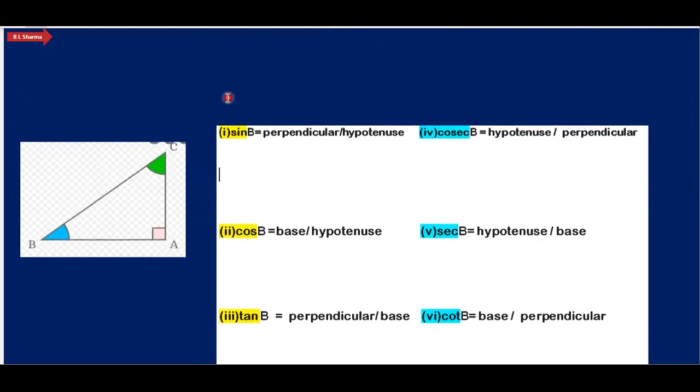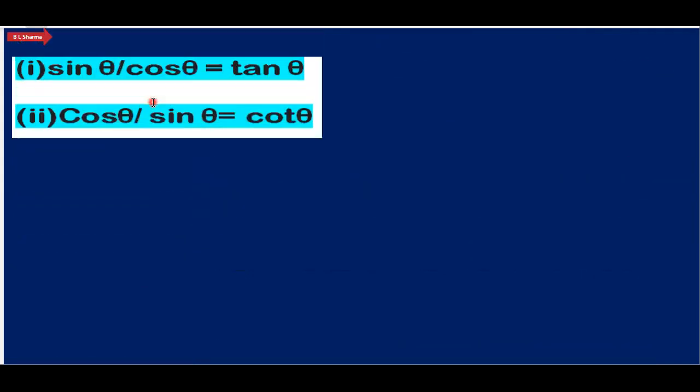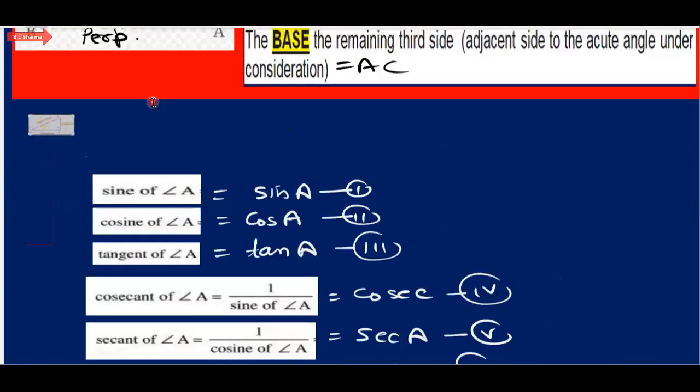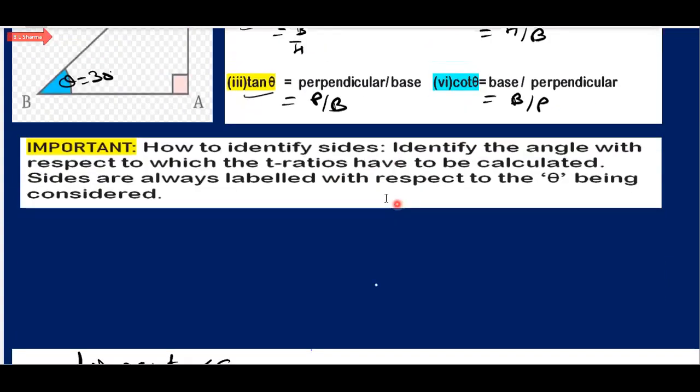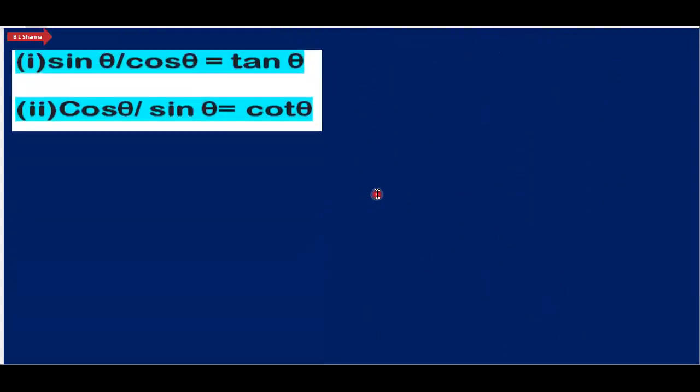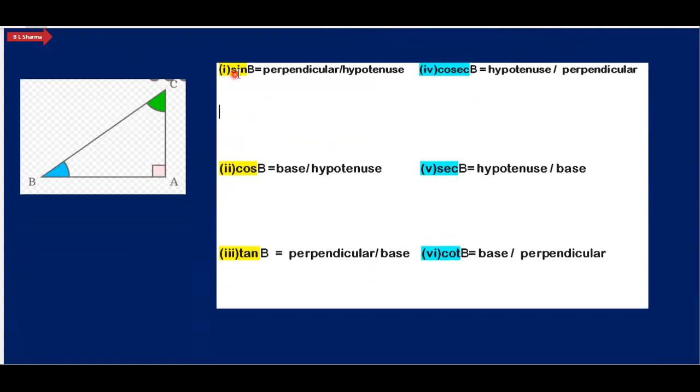What we have to identify here, for acute angle B, are the perpendicular, base, and hypotenuse. Sin theta is perpendicular upon hypotenuse, cos theta is base upon hypotenuse, tan theta is the ratio of perpendicular upon base, cosec theta is the ratio of hypotenuse and perpendicular, sec theta is the ratio of hypotenuse and base, and cot theta is the ratio of base and perpendicular. We are taking one example here.